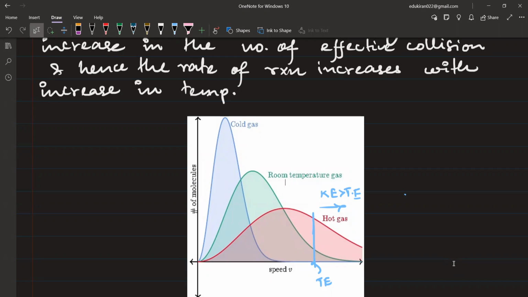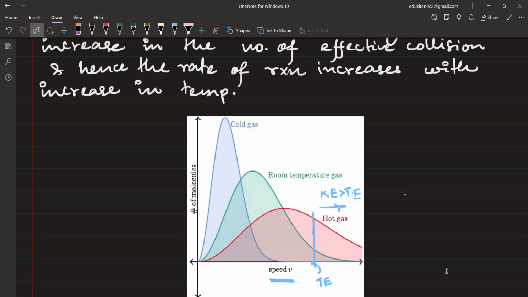Should we draw this? Yeah, draw this. The graph is just showing the speed of reaction? No, it is showing the speed of the molecules, and the number of molecules with that speed. Okay. So don't try to take it as an overview. Graphs can be deceptive sometimes.